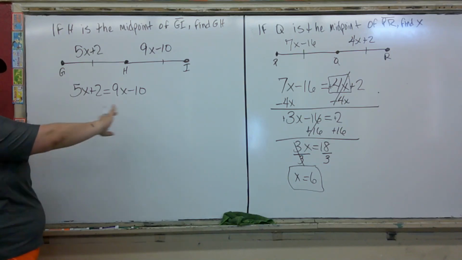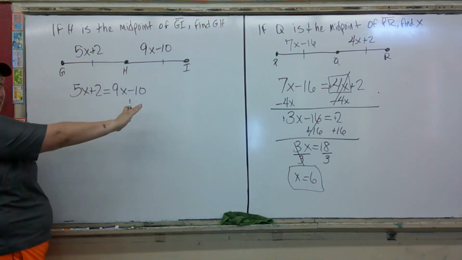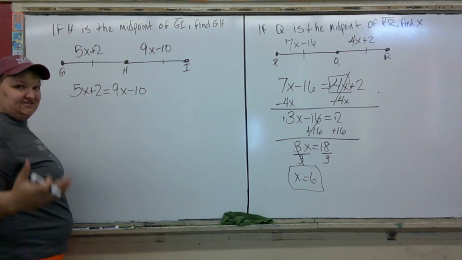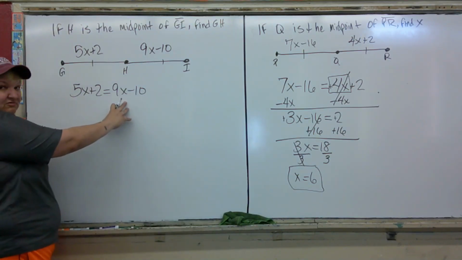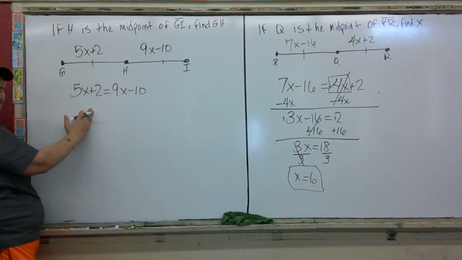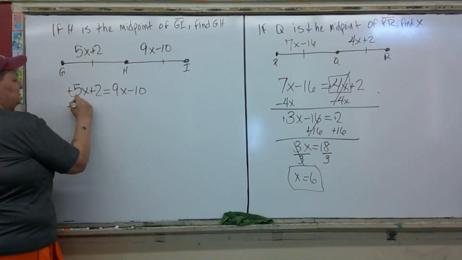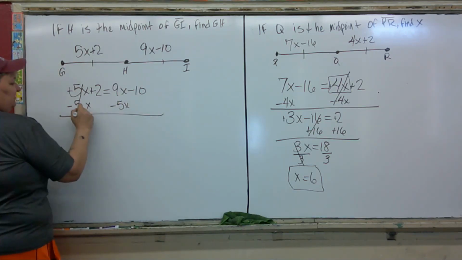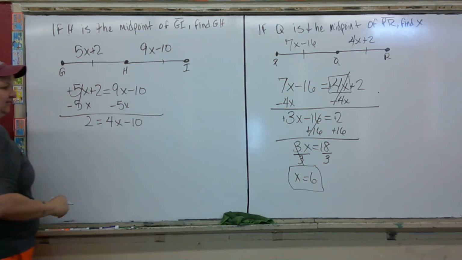You can move the variables either direction. And to prove it, I'm going to move the variable to the right. Sometimes it makes more sense to move the variable right so that things stay positive. But if you move the variable to the right, you need to move your numbers to the left. I'll show you. This is a positive 5x, so we're going to subtract 5x. 2 equals 4x minus 10.